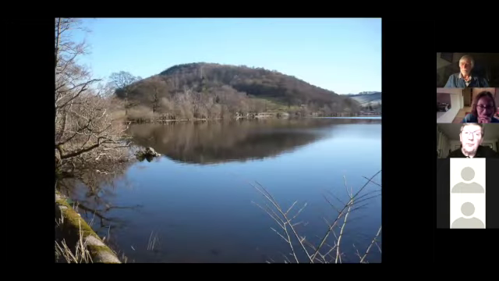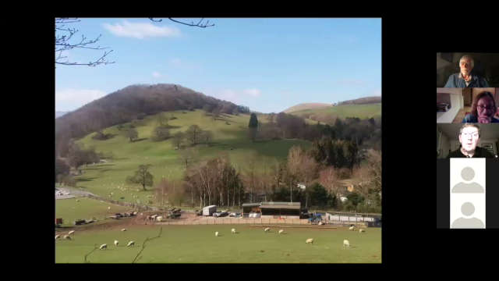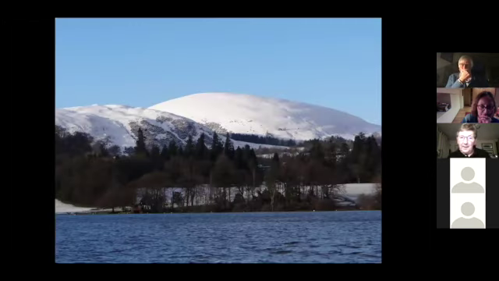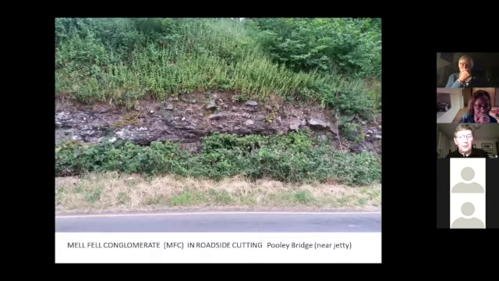Mell Fell conglomerate forms Dunmallet. It forms the area of Soulby Fell and Hallin Fell. It forms Mell Fell itself, Little Mell Fell, and Great Mell Fell, of course, and it forms roadside exposures. This is Mell Fell conglomerate. This is what it looks like.